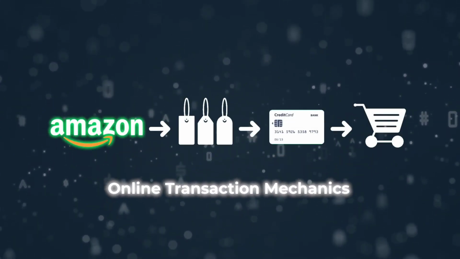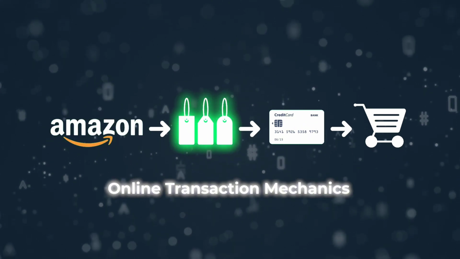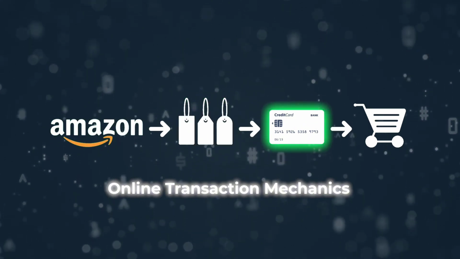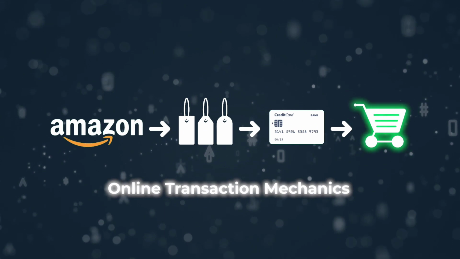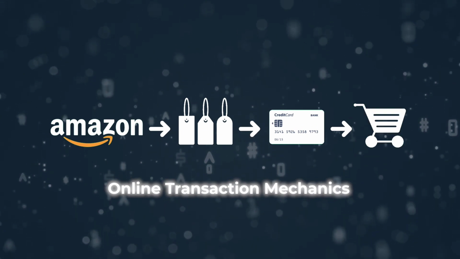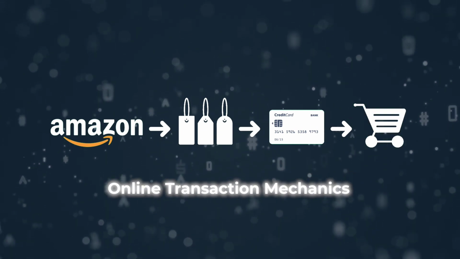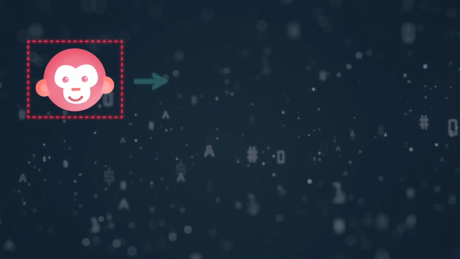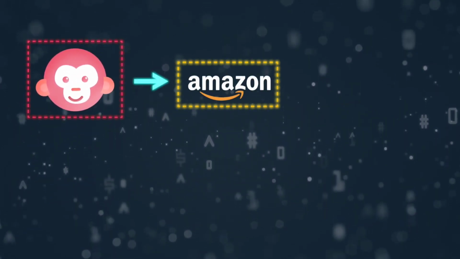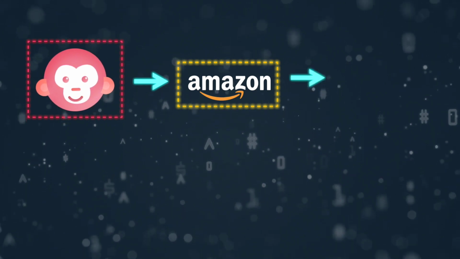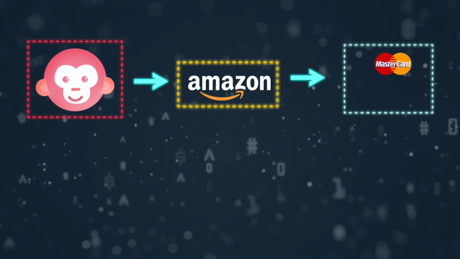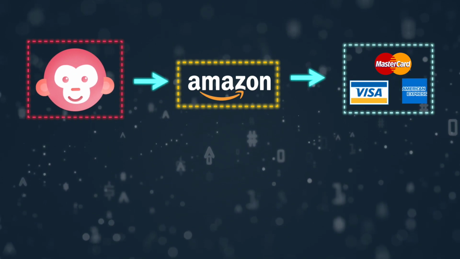So you go on Amazon, you find a product you like, then you enter your credit card information and you check out. On the back end of this simple online checkout process, there are quite a few parties involved in this transaction. First, you give your credit card's information to Amazon. Amazon would send authorization requests to the payment processing networks like MasterCard, Visa, or American Express.